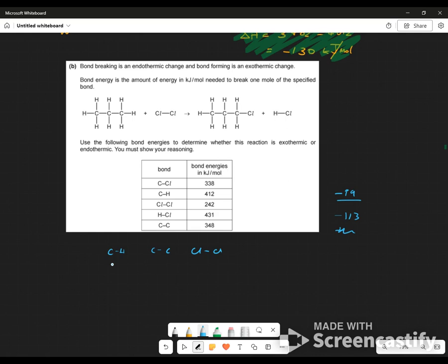Okay, a CH bond is going to cost me 412. A CC bond is going to cost me 348. And a CCL bond is going to cost me 242. All right, how many CHs are there? 1, 2, 3, 4, 5, 6, 7, 8. There's 8 of these.